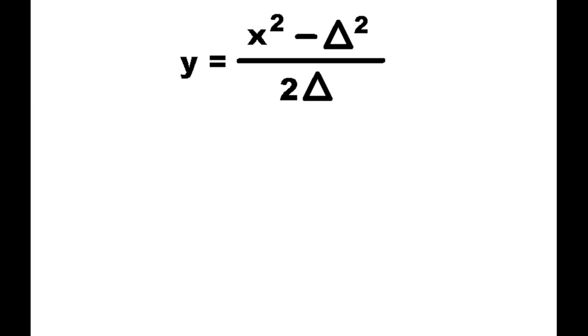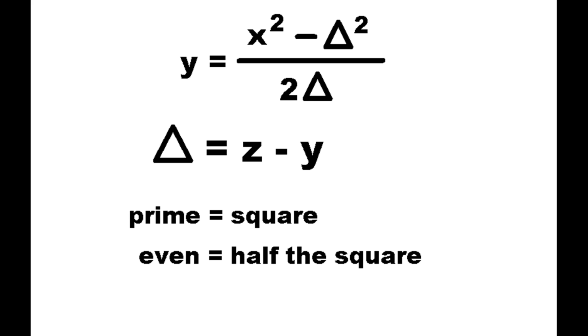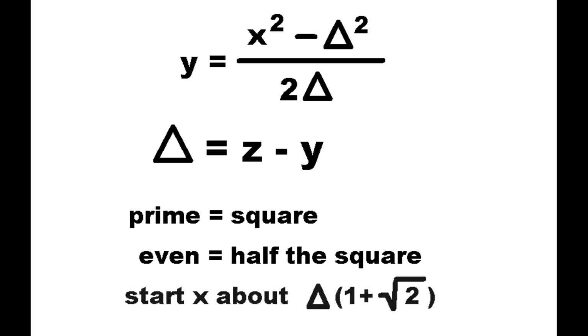So here's some good stuff to remember. Y equals x squared minus delta squared over 2 delta. Delta equals z minus y. When you have a prime number, you square it. When you have an even number, you take half of whatever the square of it is. And you start x right about delta times 1 plus the square root of 2. Of course, if you want to, you can just double delta and start x there, and that's kind of the same thing.